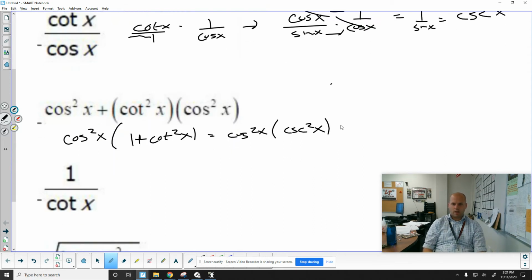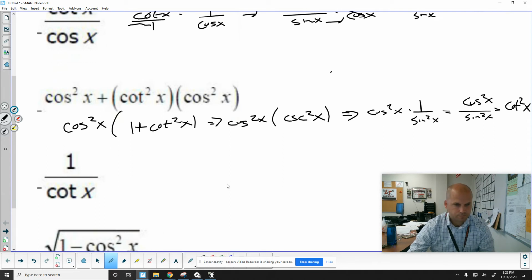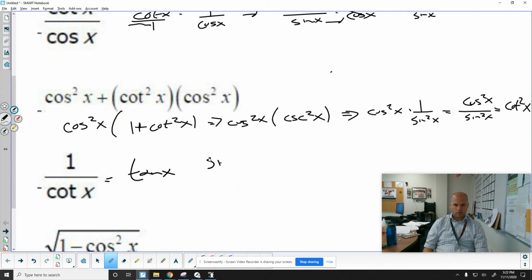Cosecant is the same as 1 over sine. So this is cosine squared x times 1 over sine squared x, which ends up being cosine squared x over sine squared x, which is cotangent squared x. I think that's right. 1 over cotangent could either be tangent or it could be sine over cosine. I don't know, we'll figure it out.